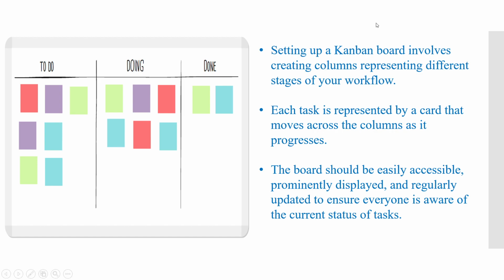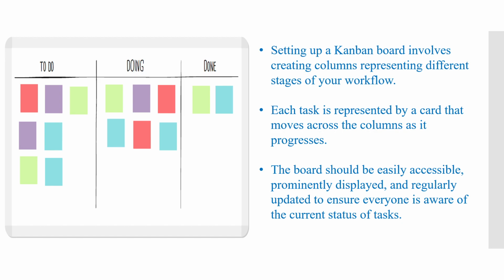Setting up a Kanban board involves just creating columns representing different stages of your workflow. For example, if your organization has started a production activity, they can mention that they have completed process number 1, this many activities are pending in process number 2, and this many activities are pending in process number 3. So we can have proper visualization of our process.